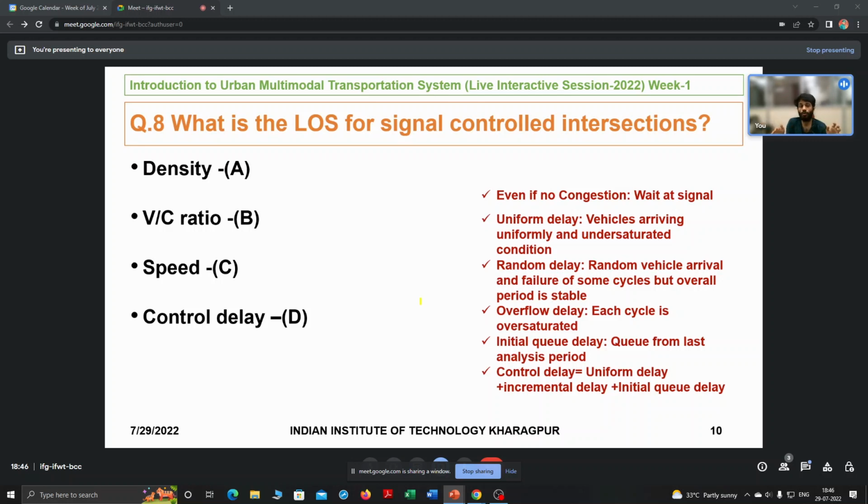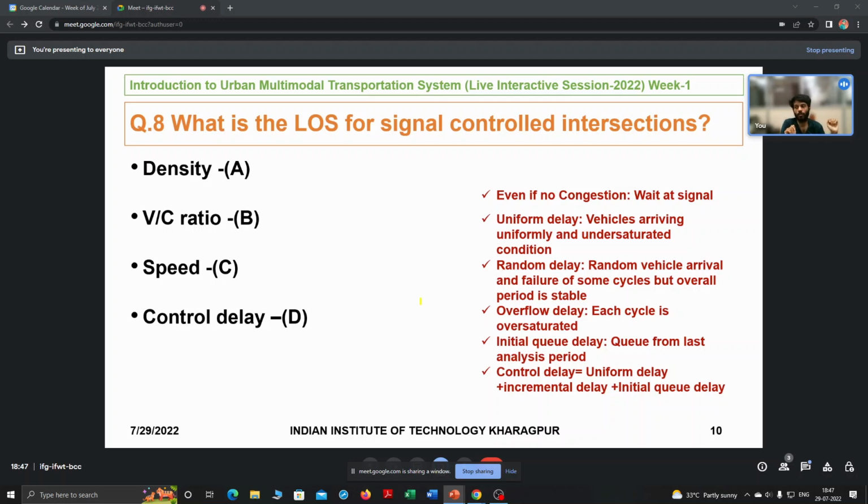So then also for some cycles, because of the random interval, the vehicles are usually not coming uniformly, right? They are coming randomly. What is random? Random means if in a particular 1 minute 5 vehicles are coming, then in the next minute maybe some 10 vehicles may come, then 15, 22, it's a random thing, right? So for a particular cycle, it may happen that the demand is exceeding the capacity. So to account for that delay, it is the random delay, right?